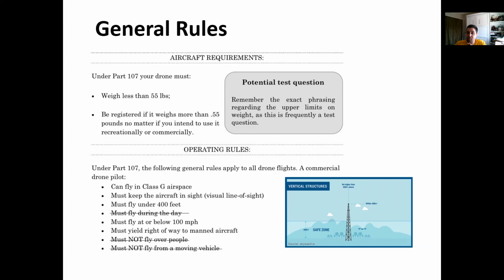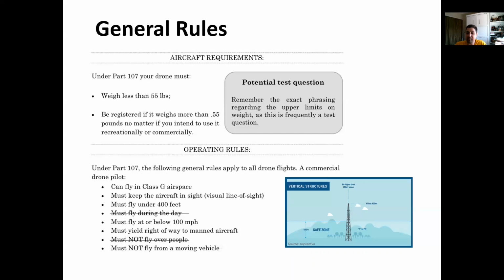One slight change in the wording could be the difference in missing an answer or not. So a drone must weigh less than 55 pounds, okay? And it must be registered if it weighs more than 0.55 pounds. Maybe this 55 and 0.55 thing was initially meant to be parallel and make it easy to remember the bottom and the top limits. To me, it's confusing, but either way, that's how it is.